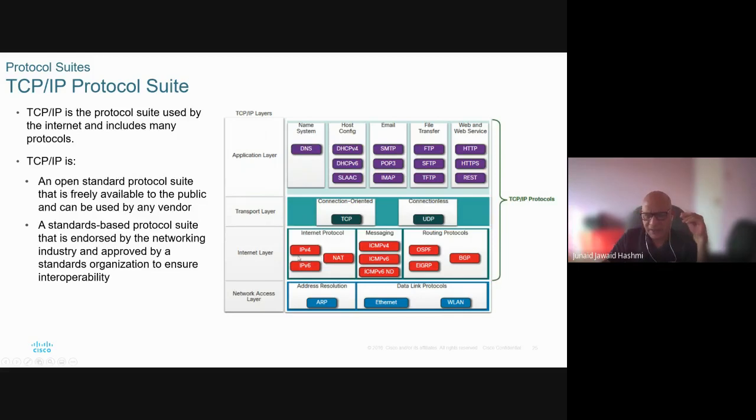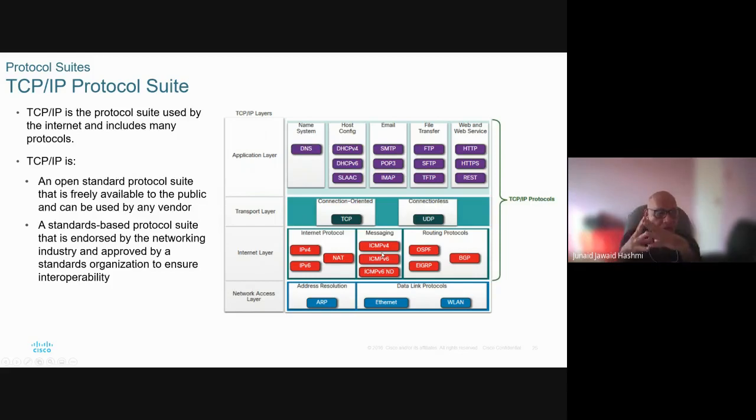Then you have the internet layer. What is NAT? Do you guys know what NAT is? Have you guys heard of this? Not NET, NAT, network address translation. Anyway, network address translation translates private IP addresses to public addresses. Okay, and then here you also see some routing protocols: OSPF, EIGRP, BGP.